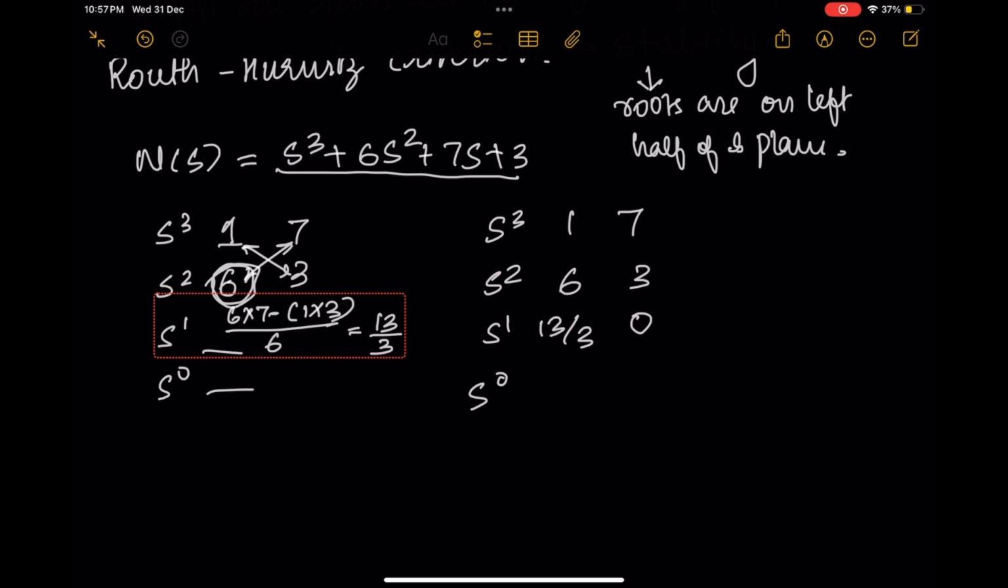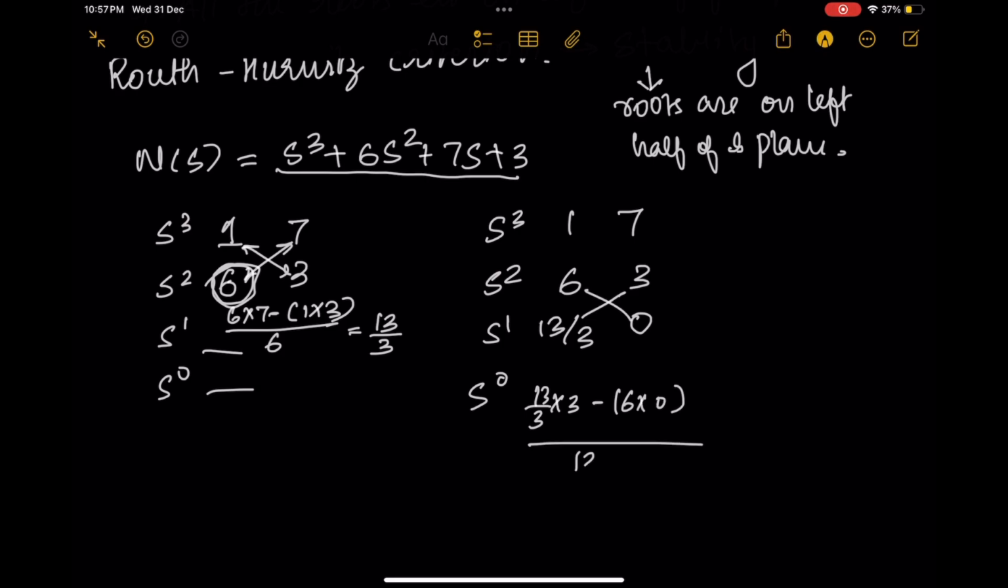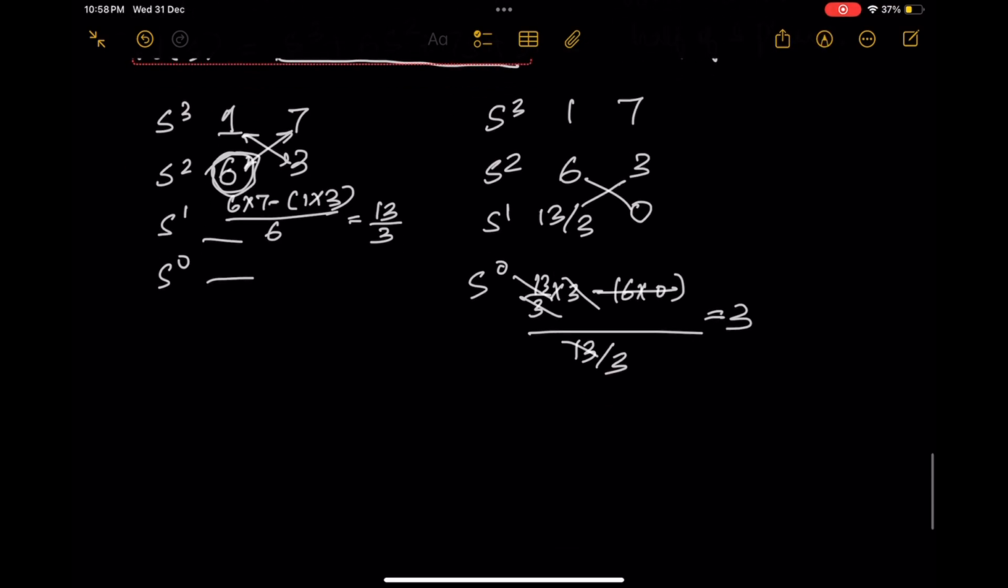Here we are going to do the exact same procedure that we had done earlier. That is, I would do 13 by 3 into 3 minus 6 into 0, divided by 13 by 3. Just as I did earlier, the 3 will cancel, 13 by 13 will cancel, and the answer will be 3. So what I'll be getting in the end is s cube, s square, s raised to 1.